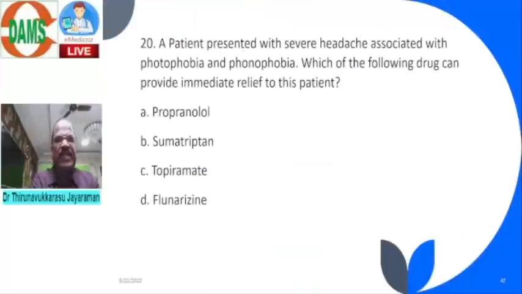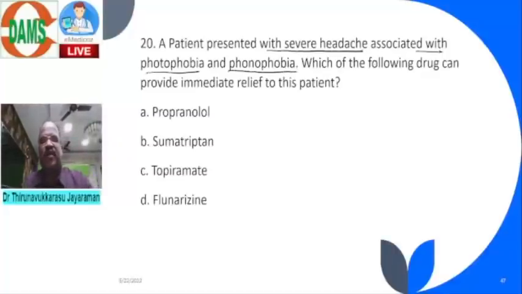A patient presented with a severe headache with photophobia and phonophobia. Which of the following drugs can provide immediate relief for this patient? Before going to the options, look at the history. The patient presents with severe headache and has photophobia and phonophobia. When they see light, the headache is aggravated; when they hear sound, the headache is aggravated. It's a typical history of an acute migraine problem.